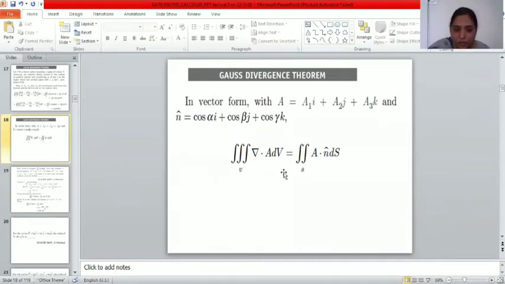Henceforth, if I write just an integration with V below it, that is a volume integral. No need to write triple integral. If I write a single integral with S below, that is a double integral. And if I write a single integration with C below, this is a line integral.